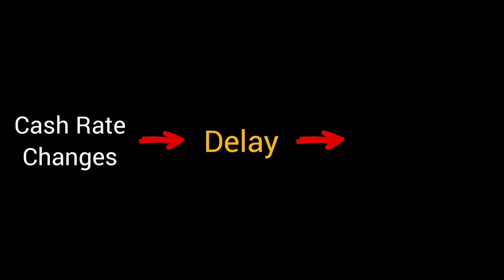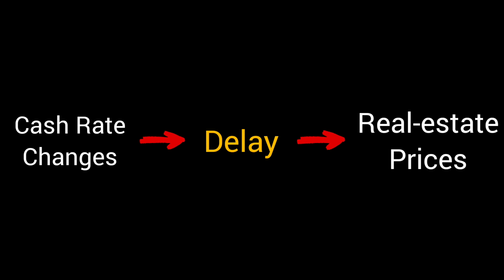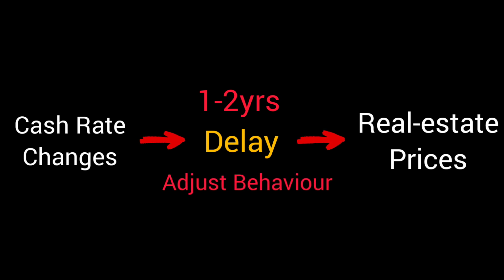It is important to note that there is a delay between changes in the cash rate and its impact on real estate prices. Some estimates suggest that it takes between 1 to 2 years for changes in the cash rate to have its maximum effect. This is because it takes time for people to adjust their behavior in response to changes in interest rates. There are also many other factors that can influence real estate prices too.